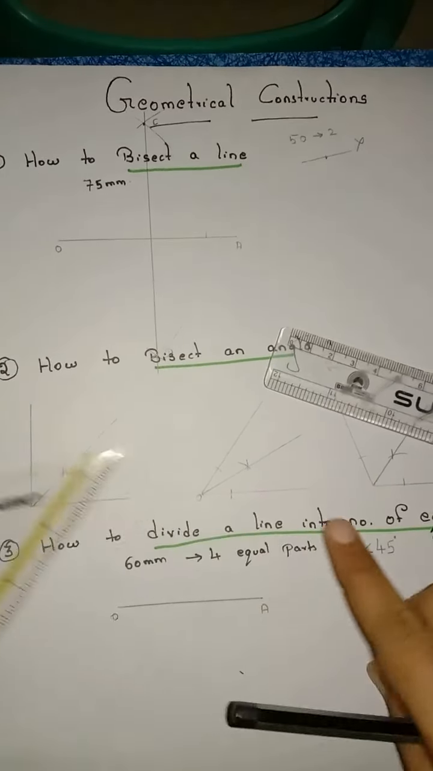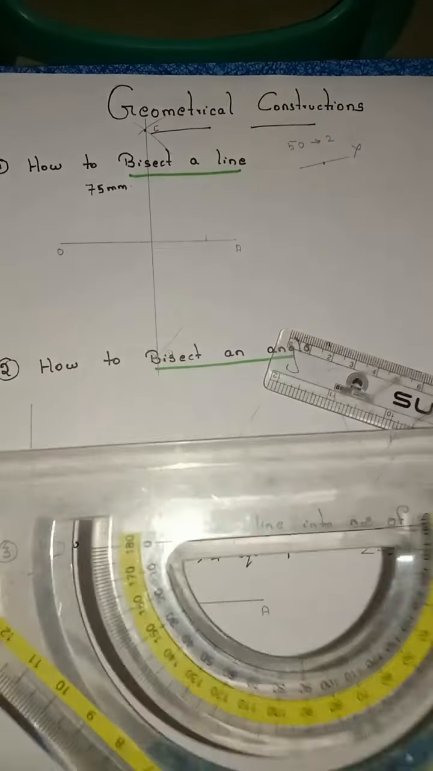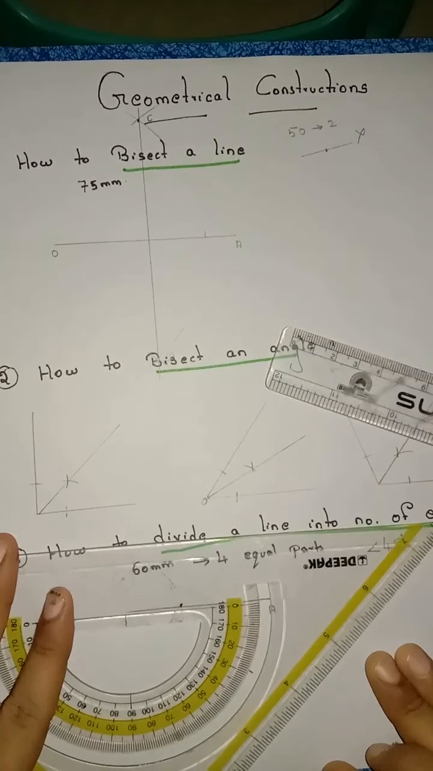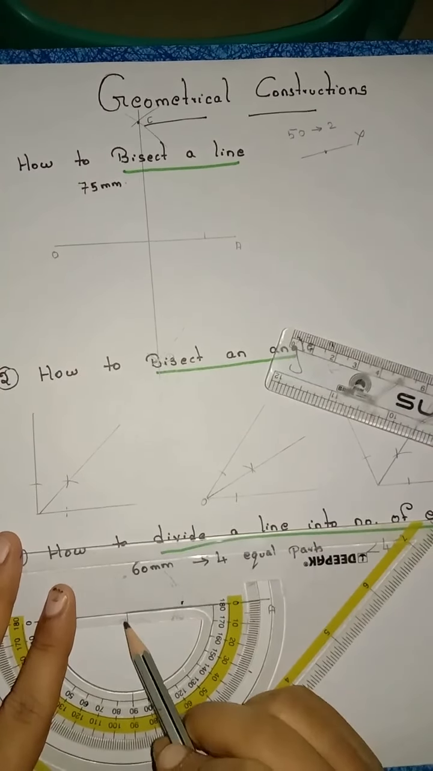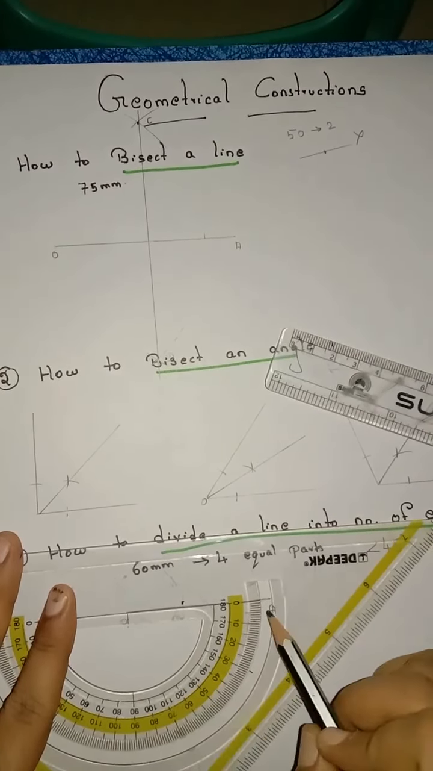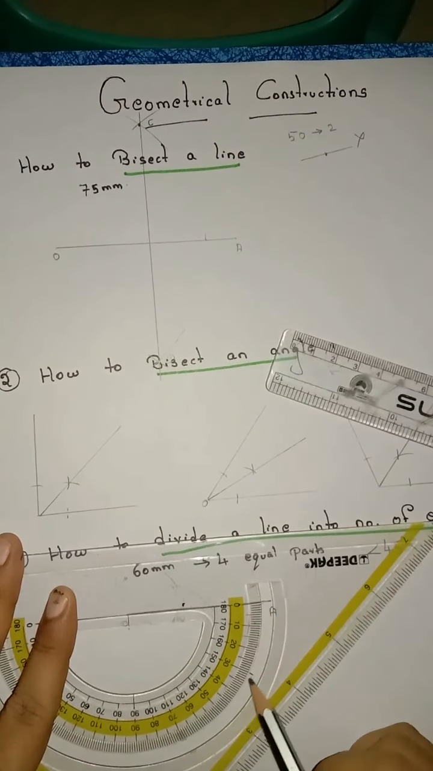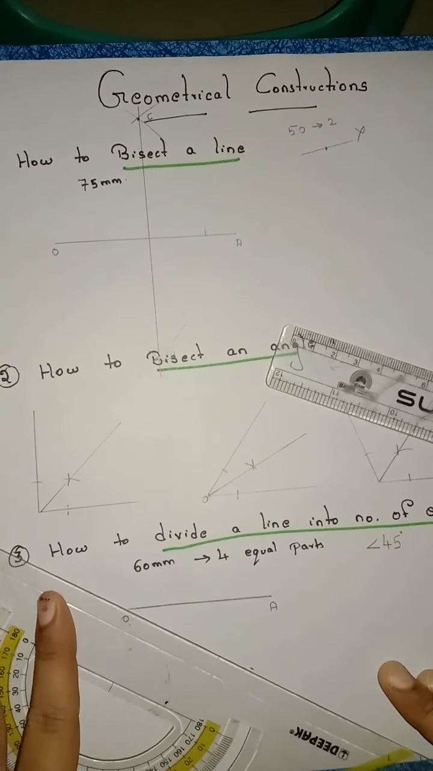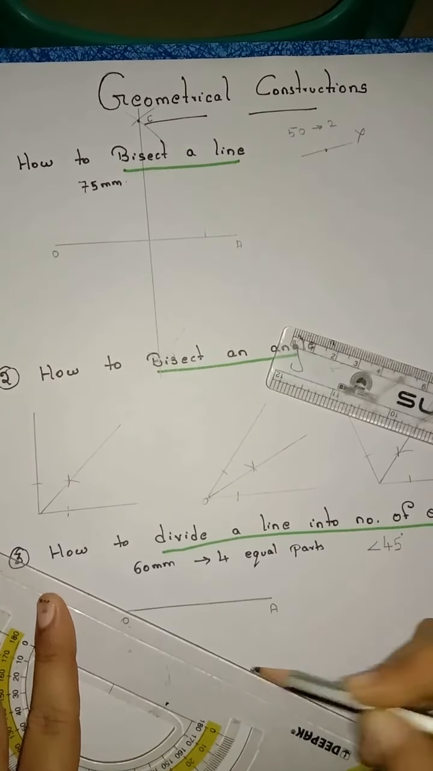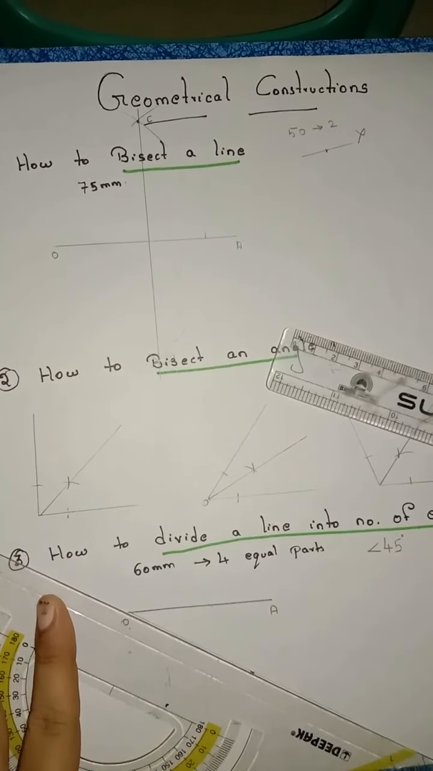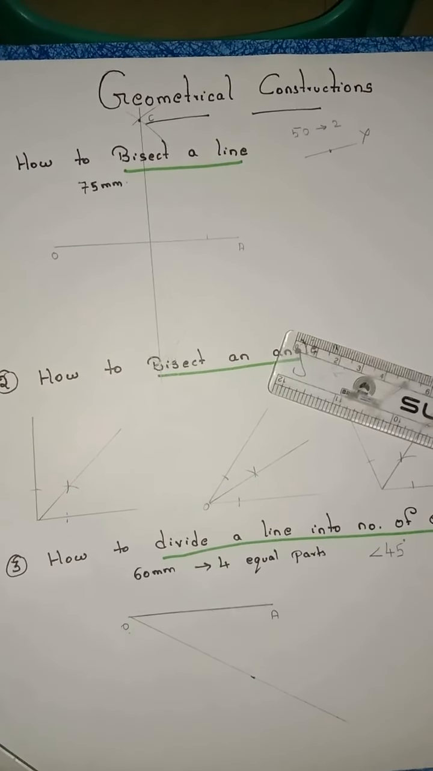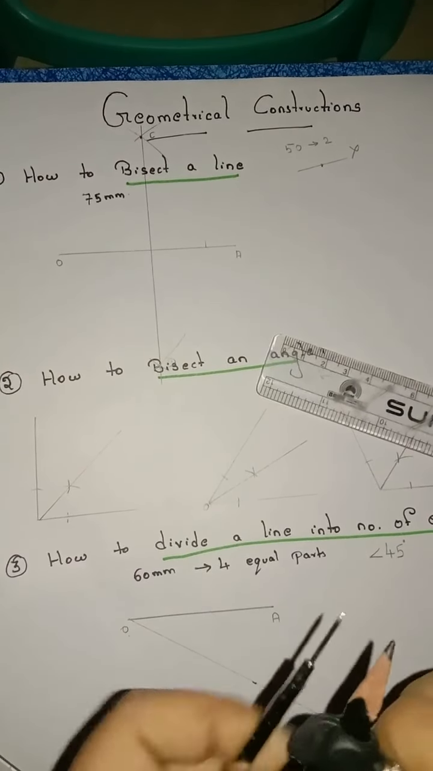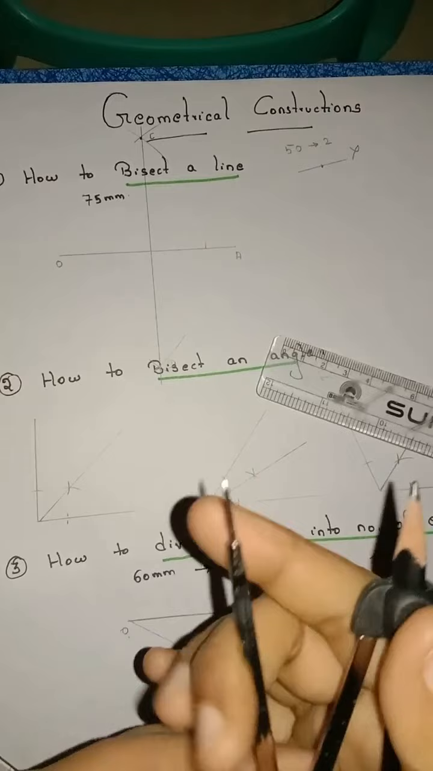I am placing the protractor on this line, with point O here and point A here. From the line, I am marking a 30 degrees angle. Now from point O to this 30 degrees mark, I am just drawing a line. Now I am taking the compass, and I can take any radius.